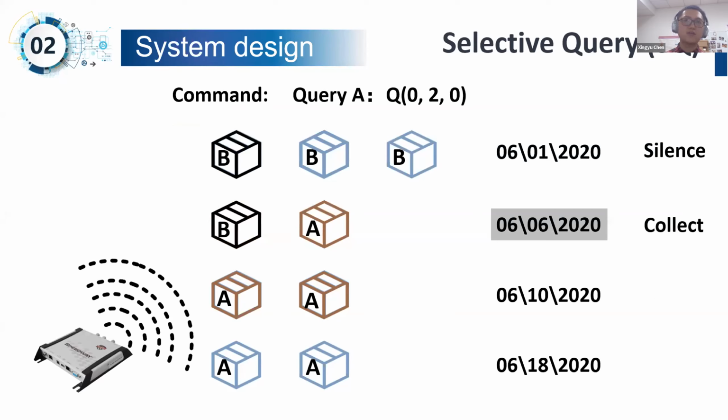After that, the reader starts a new round and queries the fourth tag. Since the fourth tag is a target, the reader will do nothing and collects the fifth tag.